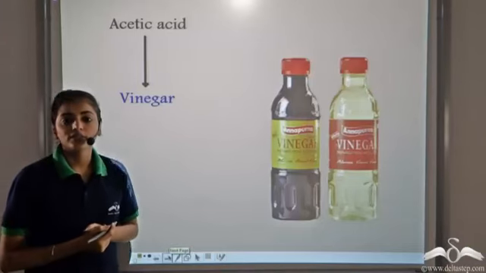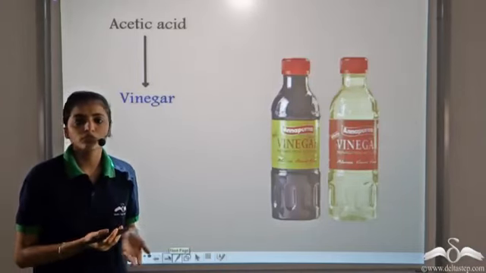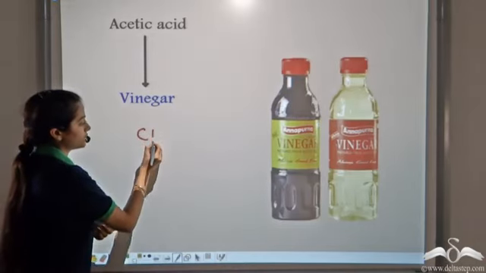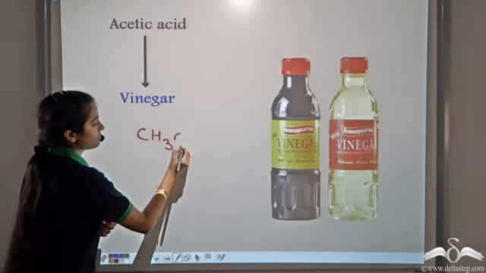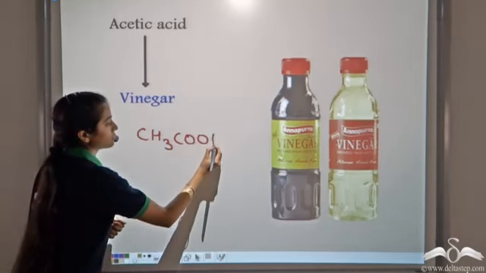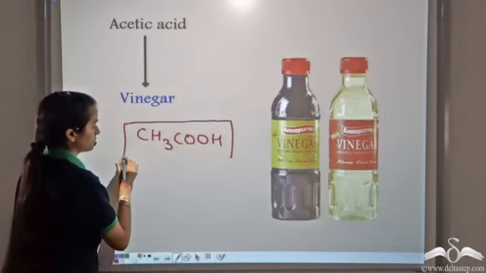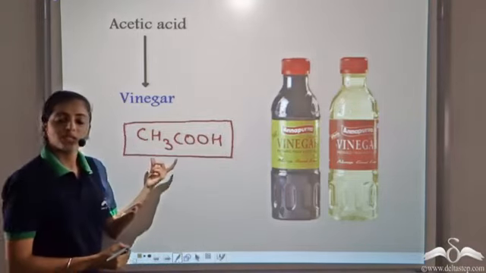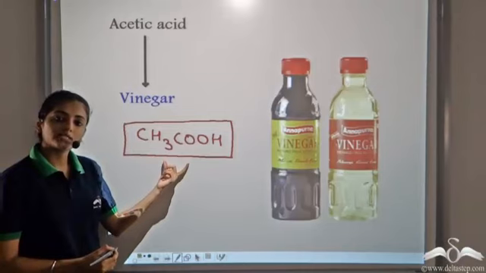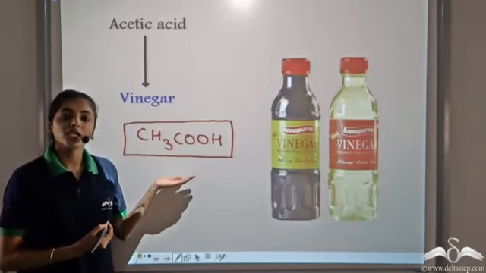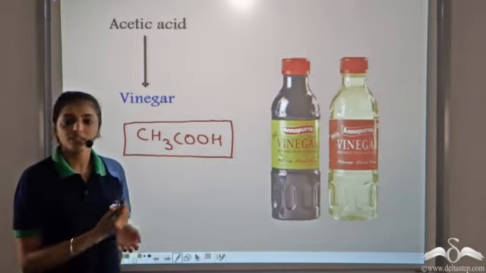Acetic acid or vinegar that you use at home for cooking food and various dishes, that is CH3COOH. This is acetic acid or ethanoic acid, or at home we call it vinegar. So this is a very important use of acetic acid in households.